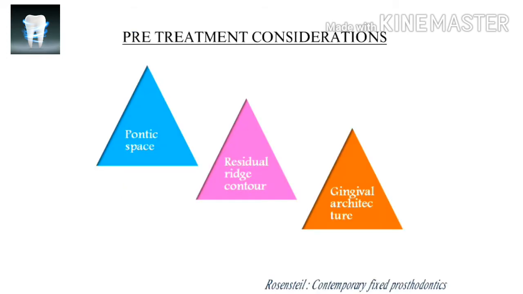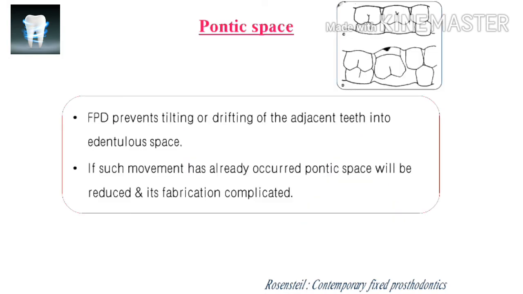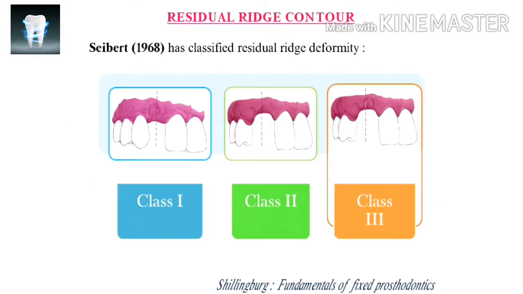The pre-treatment considerations, there are mainly three. One is the pontic space, second is the residual ridge contour, and third is the gingival architecture. Pontic space: if an FPD is placed, it will prevent tilting or drifting of the adjacent teeth into the edentulous space. If such a movement has already occurred, pontic space will be reduced and its fabrication will be complicated.